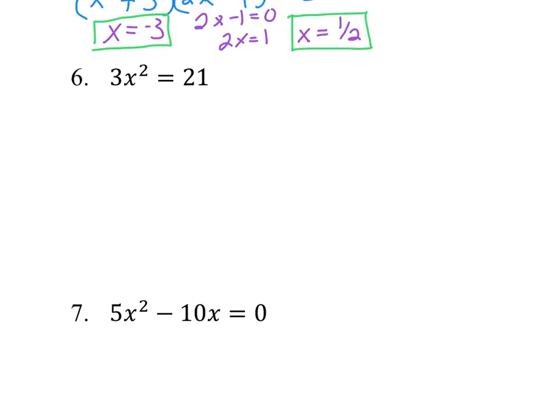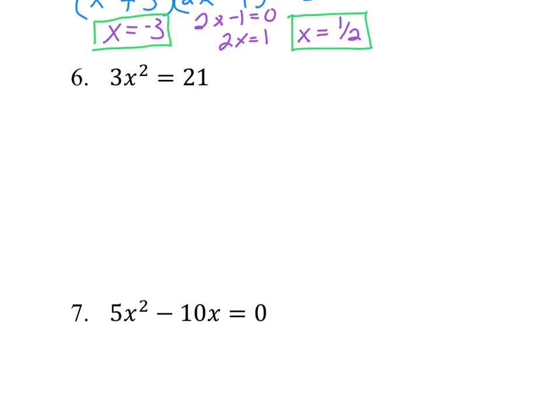I can just isolate that x squared and then square root both sides of the equation. That's going to be a much easier way than trying to factor or use the quadratic formula and really make this process a lot faster.